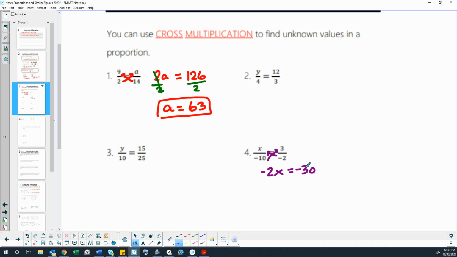Again, by cross multiplying, I get rid of the fractions, right? Cross multiplication is a property that tells us that the proportions are true, that they are equal to each other. So once we use that property, we don't need to have the fractions anymore. Now all we need to do is divide by that negative 2, and we get x equals 15. So 15 is the number we could put in place of x and have proportions. So 15 over negative 10 is equal to 3 over negative 2. Those are equal ratios.